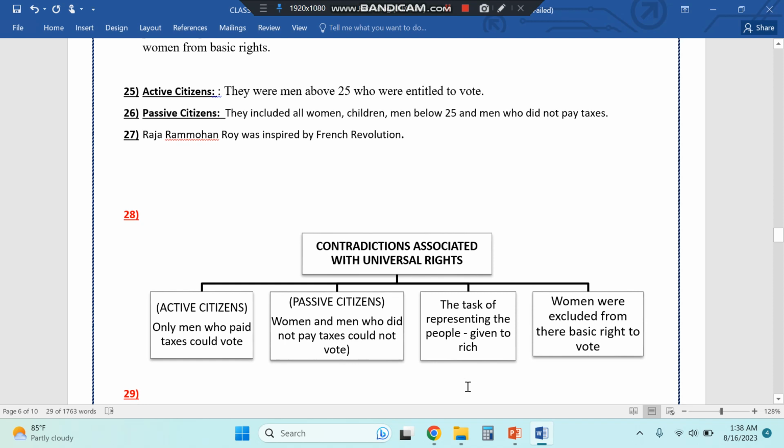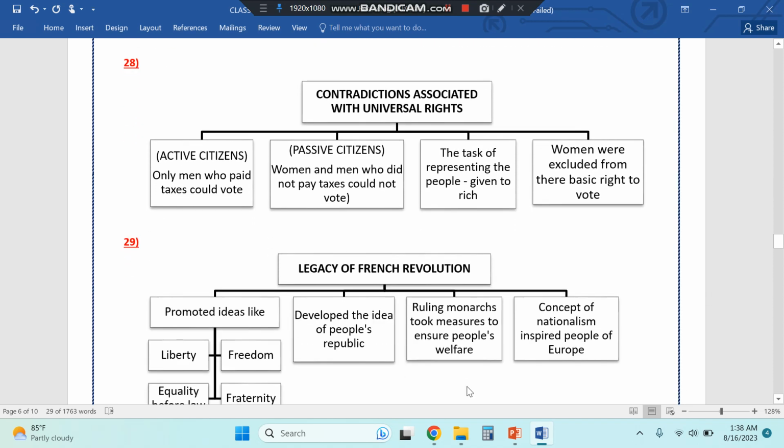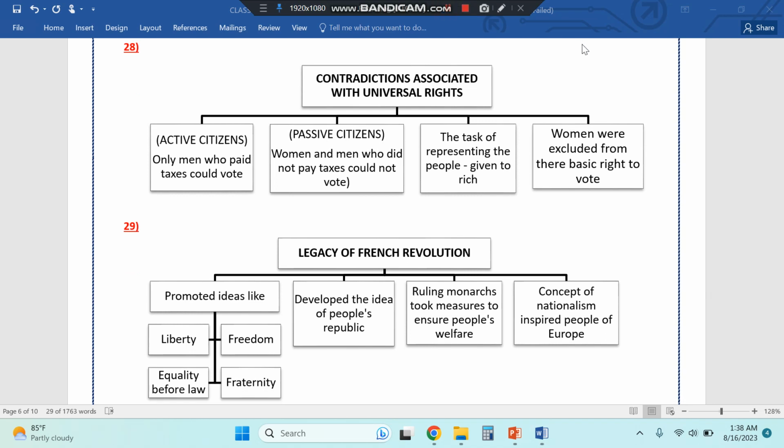Then 24th, 25th, 26th, 27th. And these are the last 2 points. Legacy is very, very important. Point number 29.